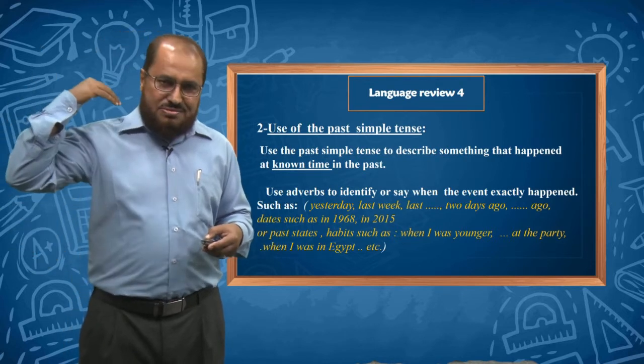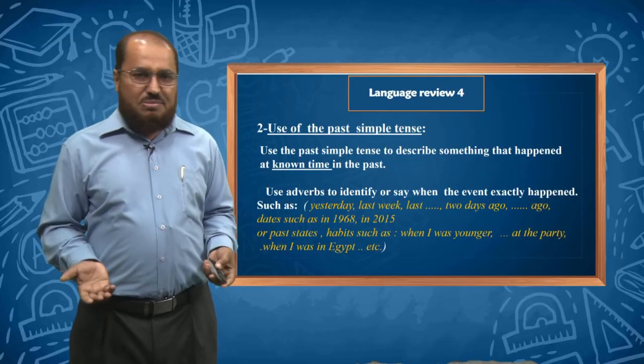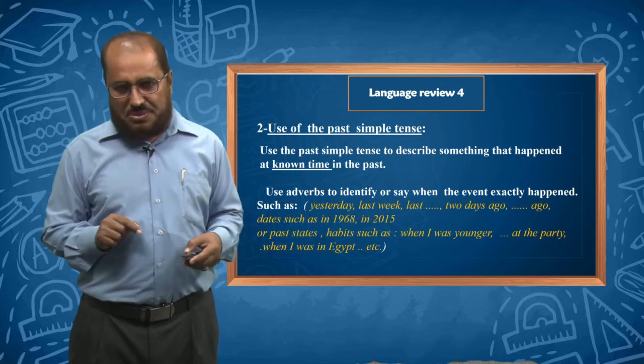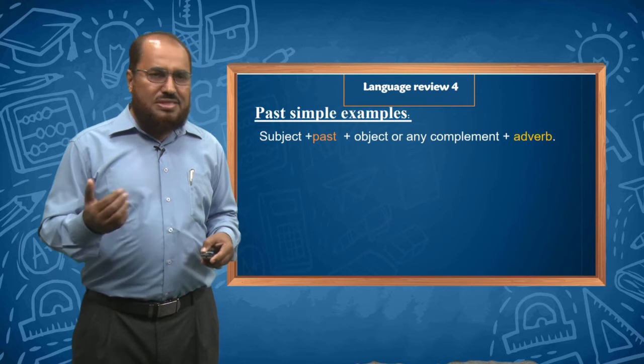When I was younger. Here, when I was younger refers to something that happened in the past. This tells you the specific time. Or when I was at the party. Maybe the party was yesterday. We understand that the party is in the past here, a past state. Or when I was in Egypt. Now I'm in Yemen. So when I was in Egypt means I'm talking about something that happened in the past. And so on. Let's give more examples.